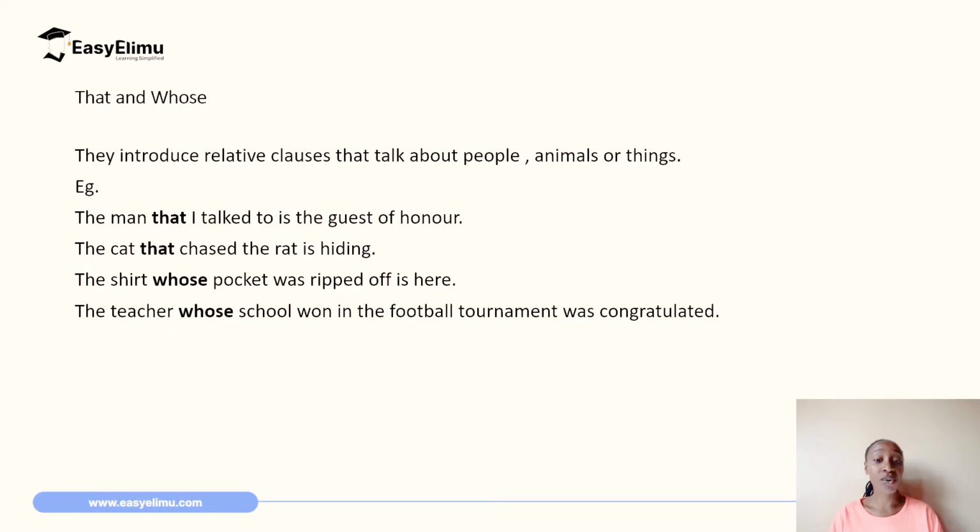The shirt whose pocket was ripped off is here. And the third sentence has introduced a relative clause that is talking about a thing. So you can see that can be used in different ways, can be used to introduce people, animals, or things. The teacher whose school won in the football tournament was congratulated.